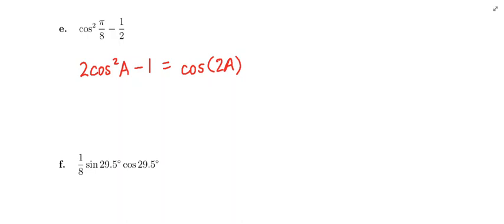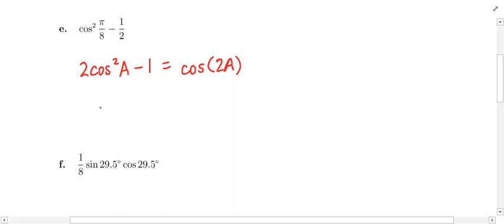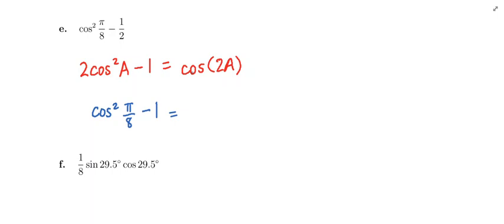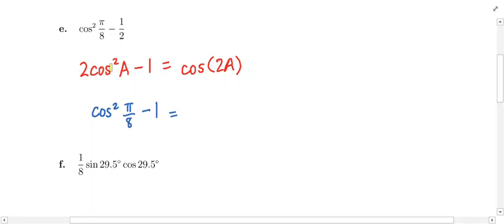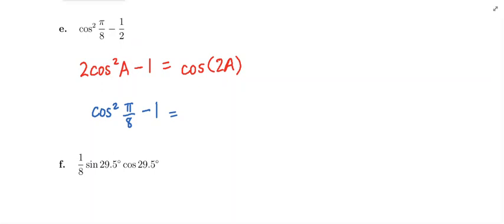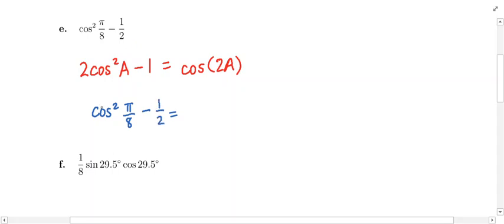Now we have to match it up to what we've been given. So I'm going to write it down. Cosine squared of pi over 8 minus 1 is equal to, we'll get to that. Let's compare the left sides. I definitely see the cosine, oops, I didn't write this down correctly. Hold on, I forgot the 1/2. Hang on. So we were given cosine squared of pi over 8 minus 1/2.